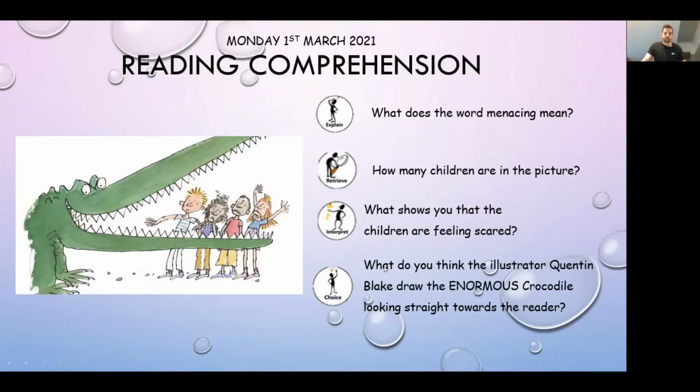And why do you think the illustrator, Quentin Blake, drew the enormous crocodile looking straight toward the reader? Now that's for you to choose your own answer. For me personally, I think it makes him look more menacing, more scary. You know, I'm feeling a little bit on edge now, a little bit intimidated, seeing this enormous crocodile looking right at me.